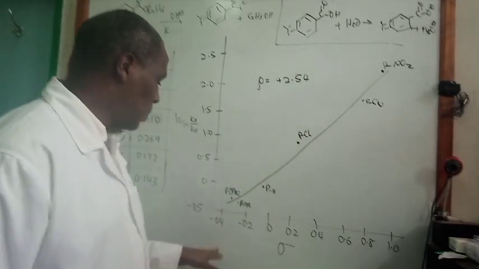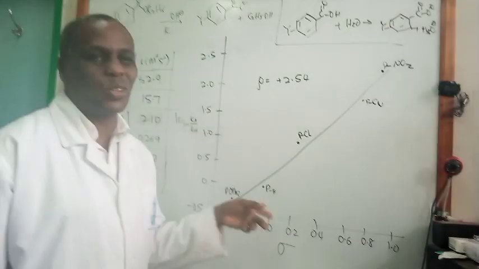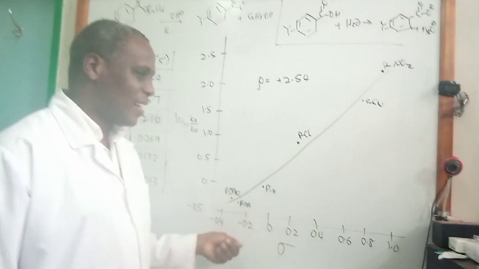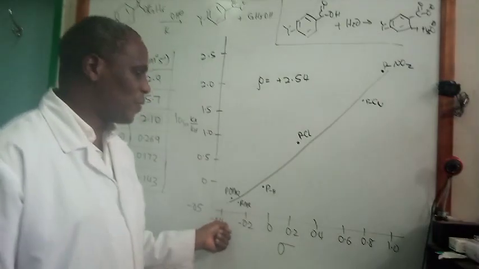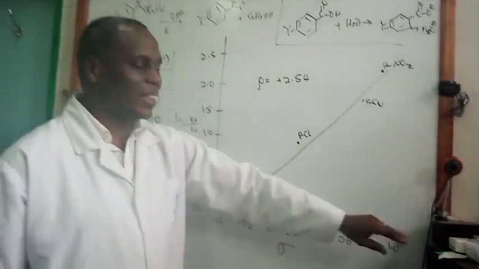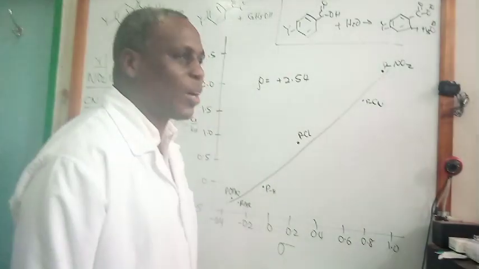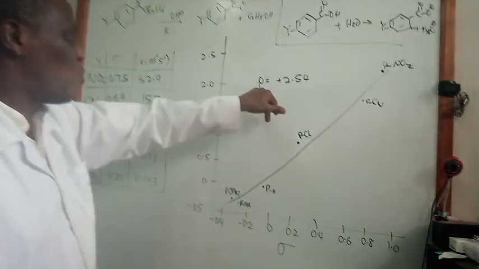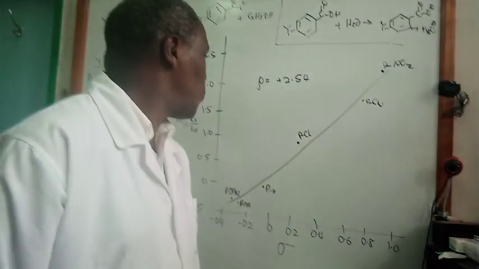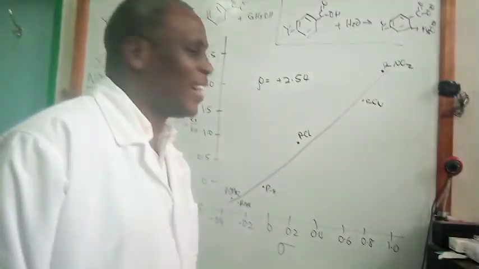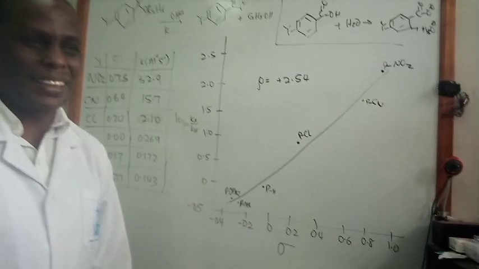So that is the gradient, and then what can you see once again? That the groups which are donating electrons to the reaction center have got a negative sigma value, and the ones which are withdrawing electrons have got a positive sigma value. In a short while, in the next video, we're going to show the significance of that rho value. Once again, you'll be surprised as to what that figure can tell you.